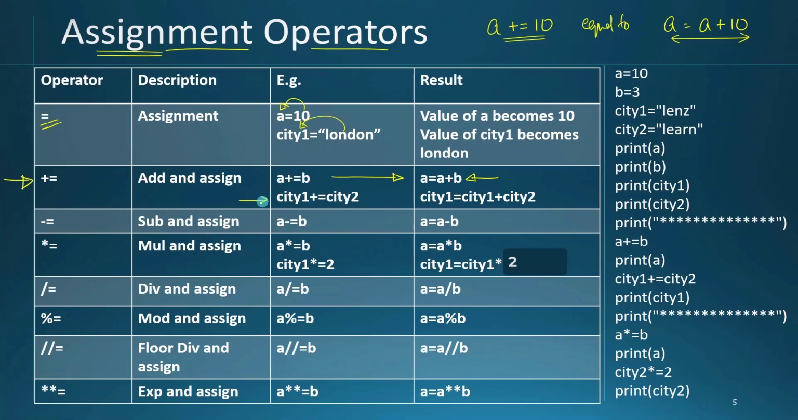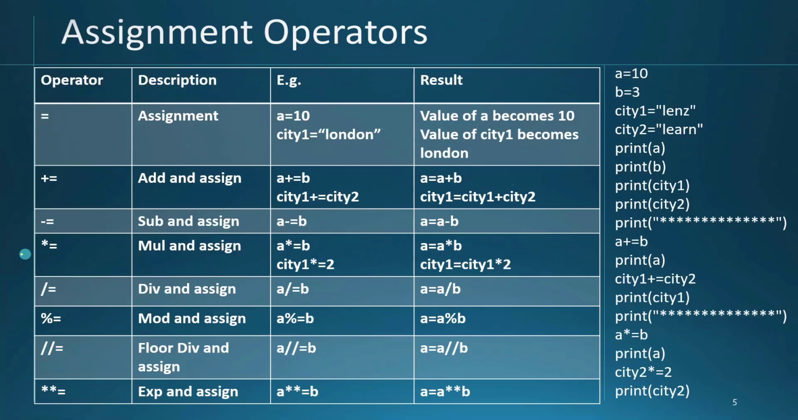Now the next example, you can see city1 plus equal to city2. This is equal to city1 equal to city1 plus city2. Now the next operator, you can see minus equal to. So a minus equal to b is equal to a equal to a minus b. I don't have to go through all the examples, it's very clear to you. Now we'll take only one more example and then we will push to the next slide. So we'll take this star equal to.